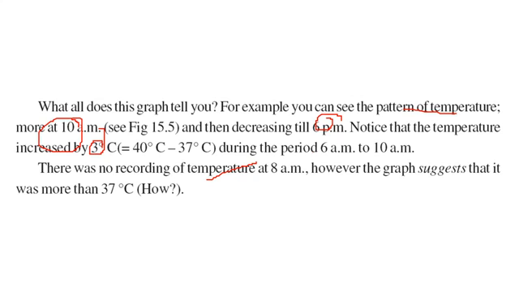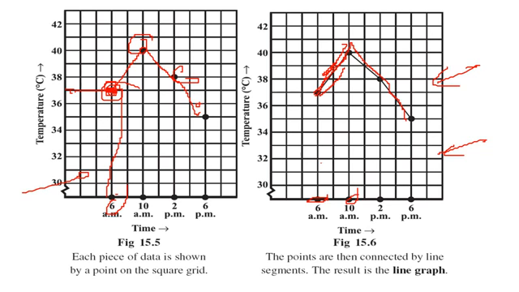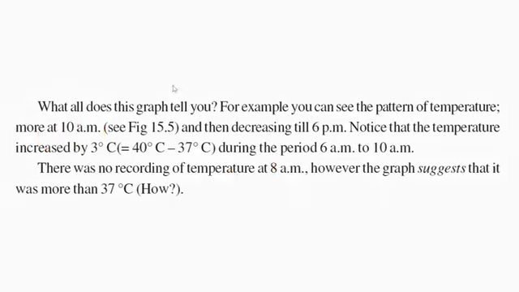And see, at 8 a.m. no recording of temperature was done, right? Now, at 8 a.m. there is no recording, but by just joining these points, we can find out that this will be around 38.5. So we are in a position to know the intermediary points also, intermediary temperatures also.